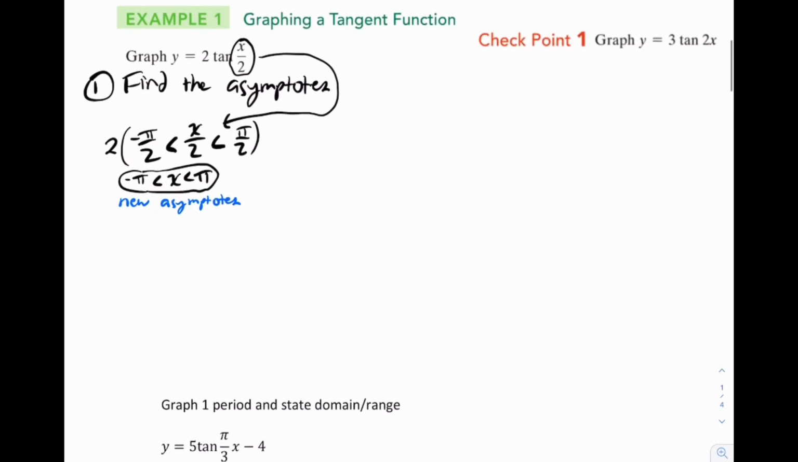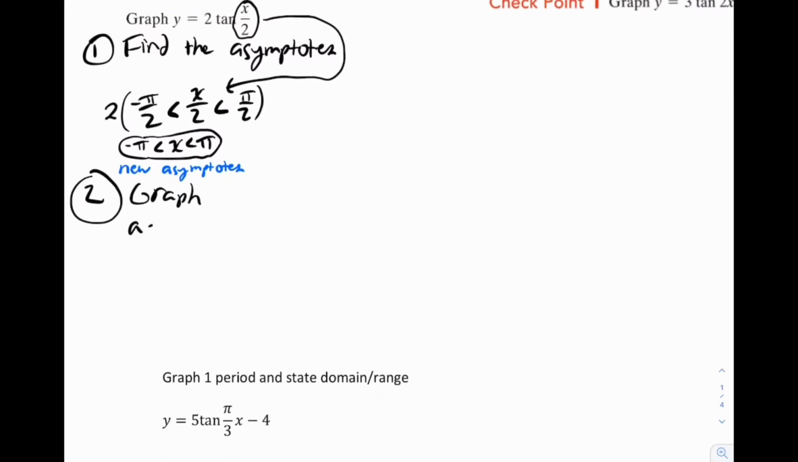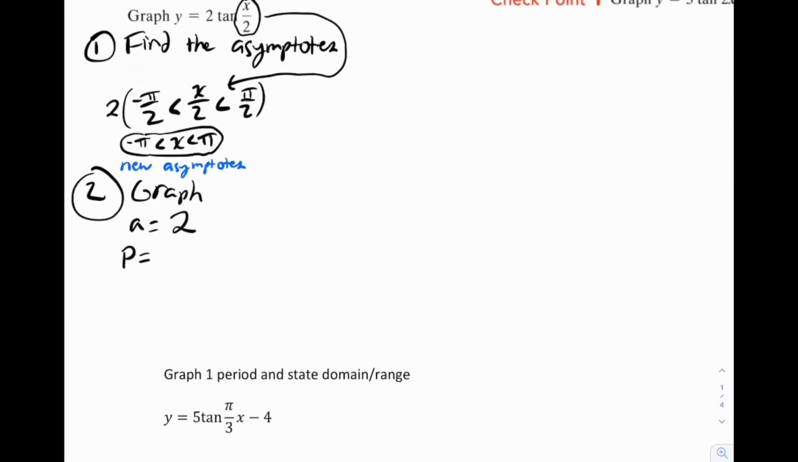Now step 2 is going to be just the graph. Now the graph, there are a couple facts we need. We need the a value. Some people call it amplitude. It's the same idea as a sine and cosine. It's just the absolute value of the number in the front. So in this case, it's 2. And then the period, just do our new formula. That's pi over b. So in this case, it would be 2 pi. And in case you're wondering how I did that, just recall you have pi over 1 over 2, and that would be 2 pi.